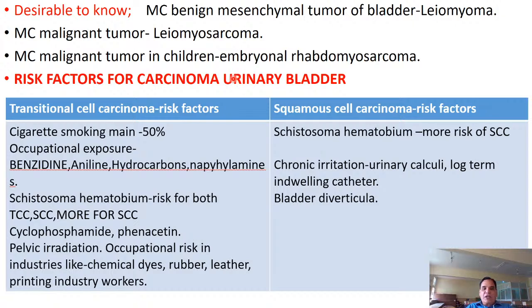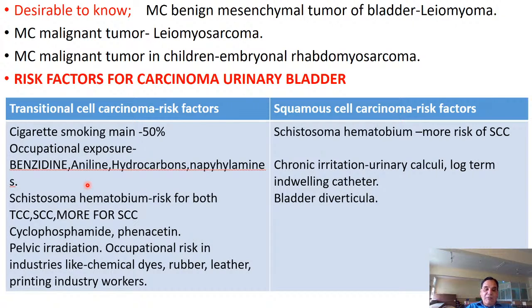So, in general, what are the risk factors for carcinoma of the urinary bladder? They are always asked. Risk factors, that is etiology. For TCC, transitional cell carcinoma, the most common risk factor is cigarette smoking. Smoking is responsible for 50% of the TCC bladder carcinoma. And second most important is the occupational exposure.